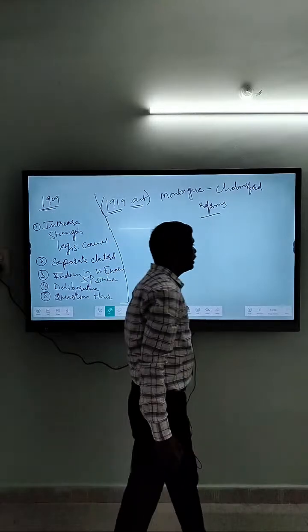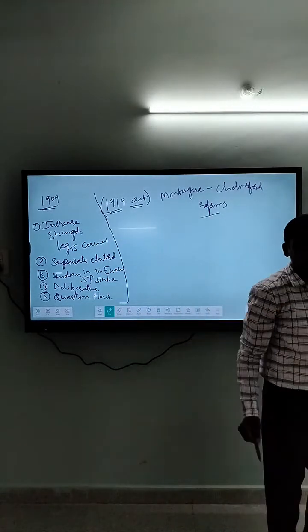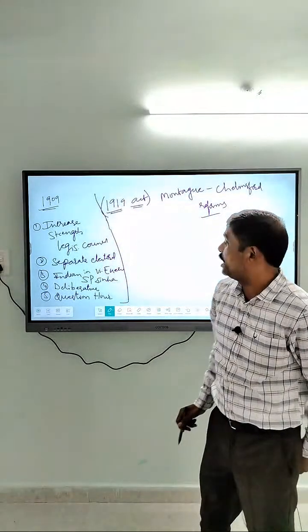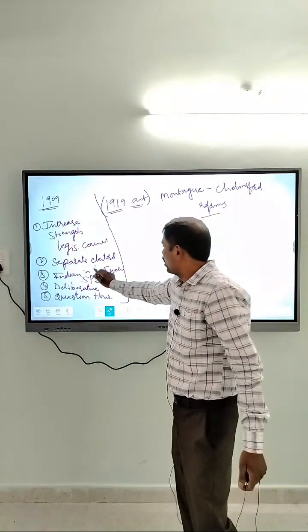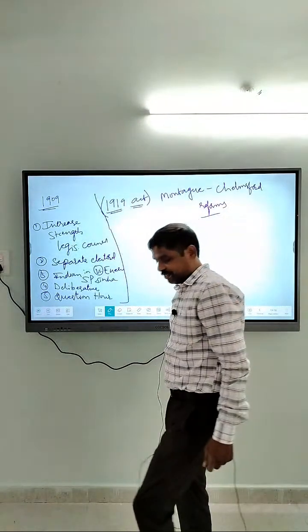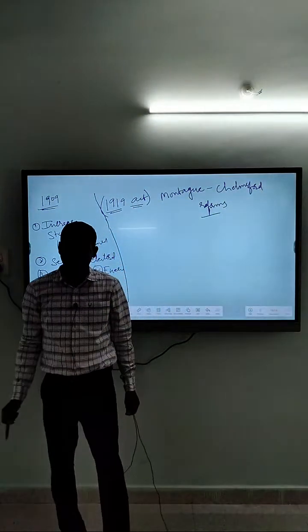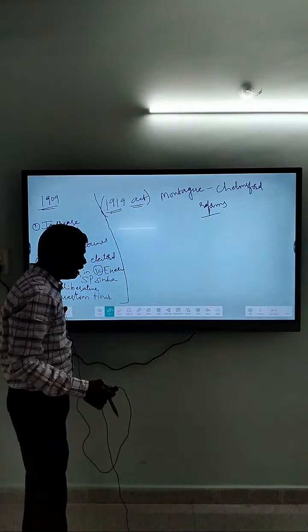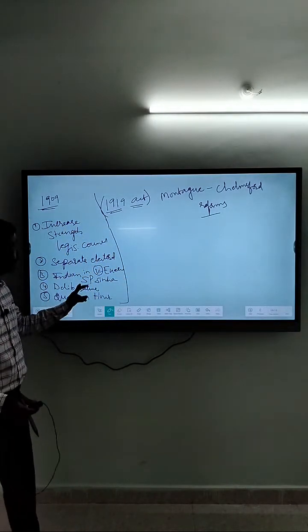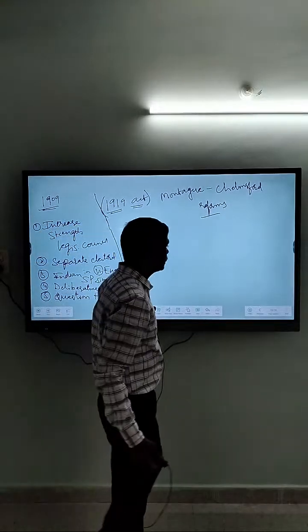Third, adding of an Indian into the Viceroy's Executive Council. Shortly I have written it as VI, VI means Viceroy's Executive Council. And the first person to be appointed is SP Sinha, Satyendra Prasad Sinha.